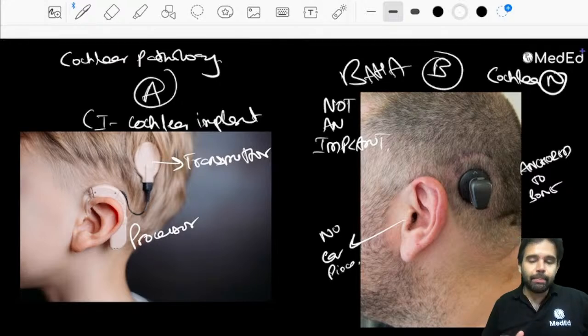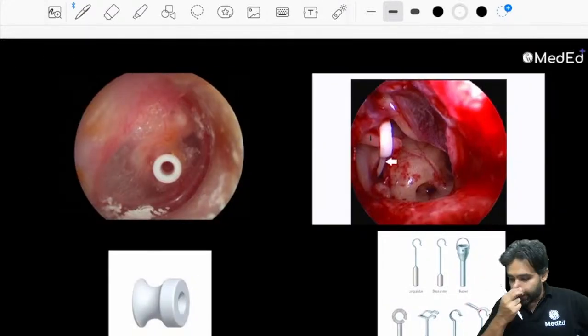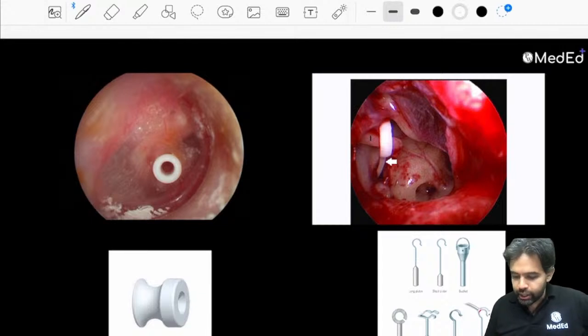Okay. Cochlear implant is an implant. BAHA is not an implant. That is an important takeaway that you need to get. All right. Now here are some images of these prostheses. I told you in glue ear we put the grommet. This is what the grommet looks like.